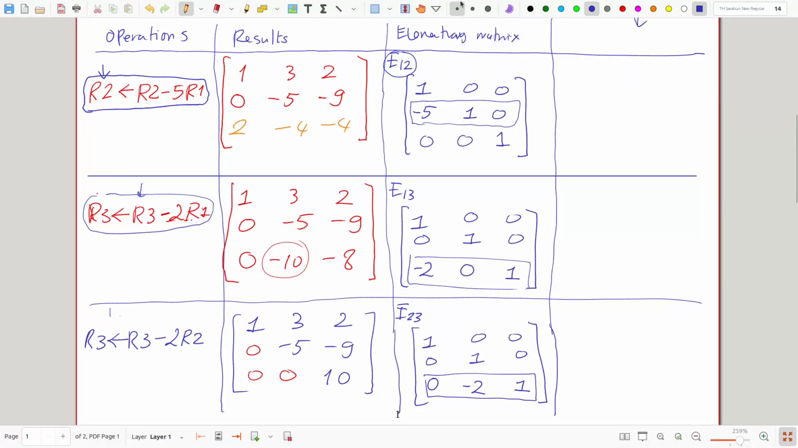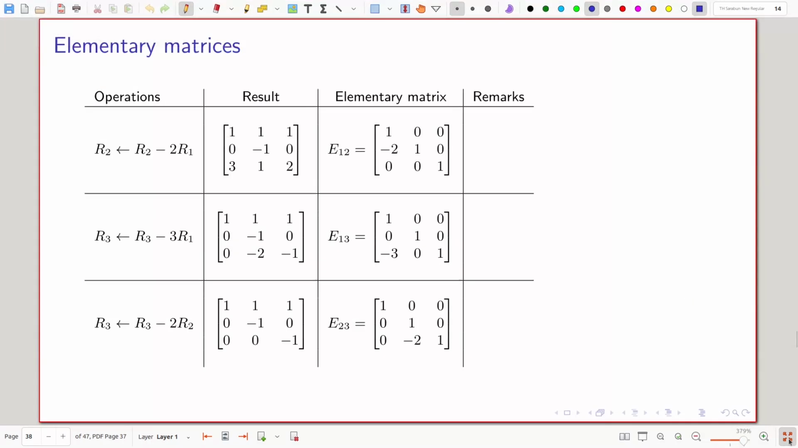Okay, so let me save it for now. Let's get back to our example. This is a different matrix now, but we have the same kind of thing. These are the results that we have, and these are the elementary matrices. We start from matrix A, and we multiply to get to this matrix. From A to this matrix, we multiply A with this one. So this matrix is basically A times E12. You get this matrix.